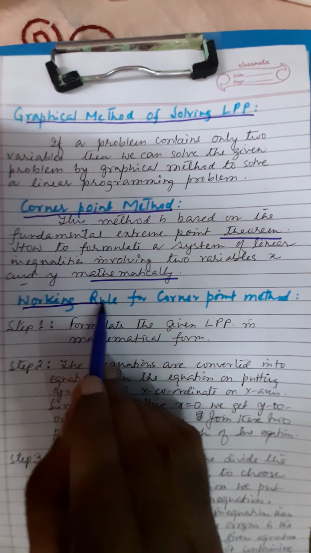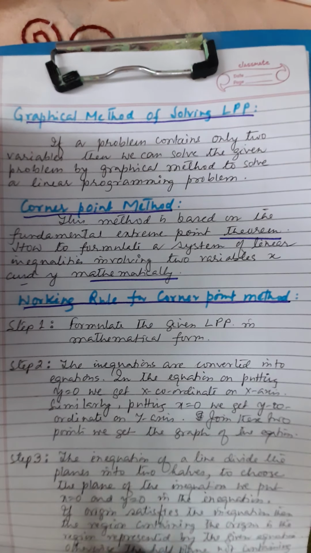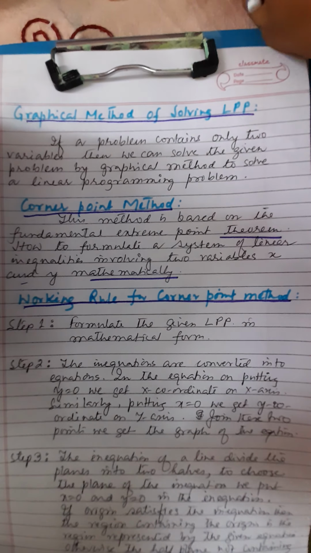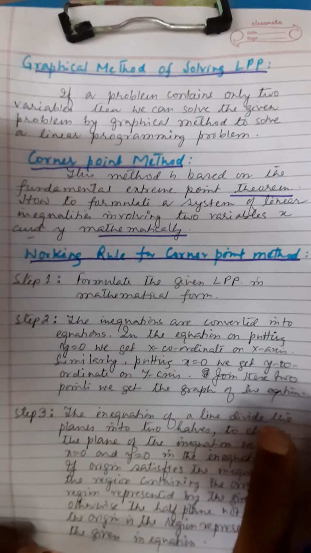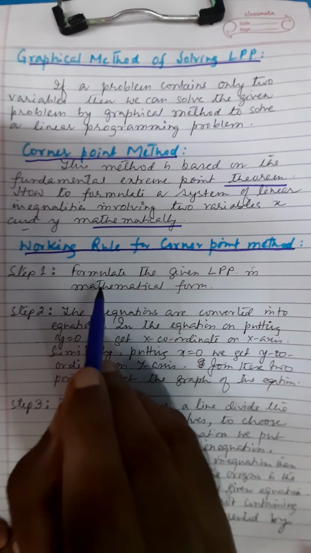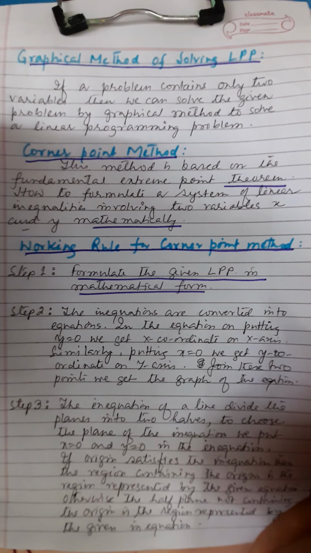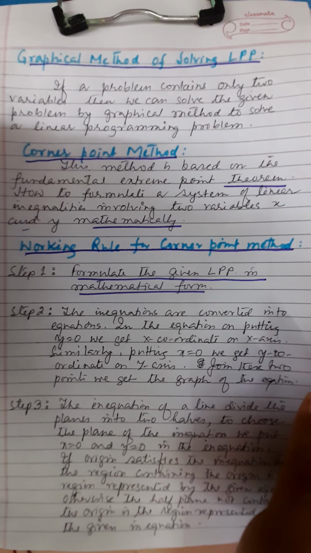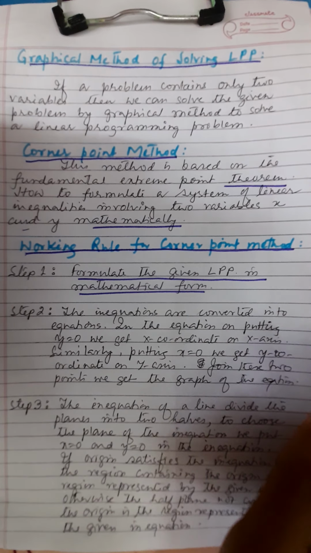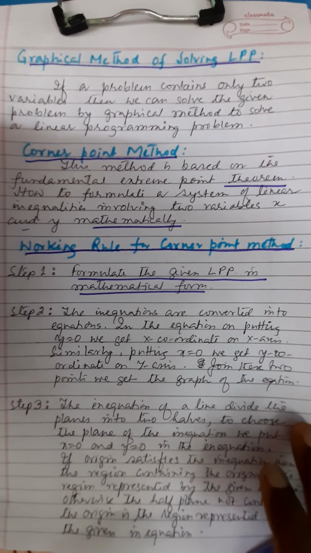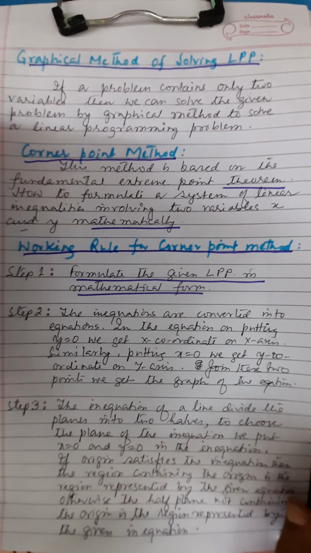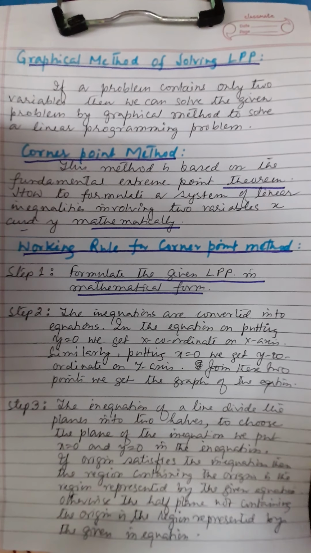So what is the working rule for the corner point method? What is the procedure? How to find out? Let's see. Step 1: First, we have to formulate the given LPP in mathematical form. If the question is given in word or sentence form, we have to formulate it into mathematical form. If it is given in mathematical form, there is no need to express it again. It is already given, so we only have to solve it with the help of that.